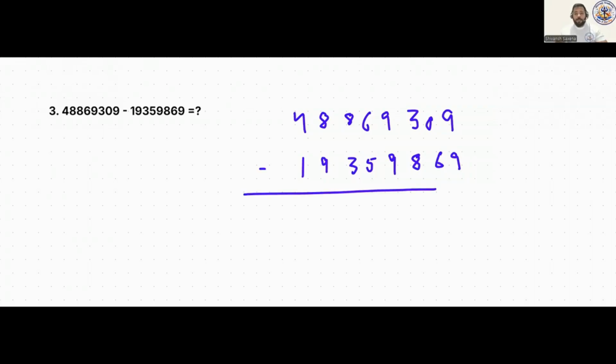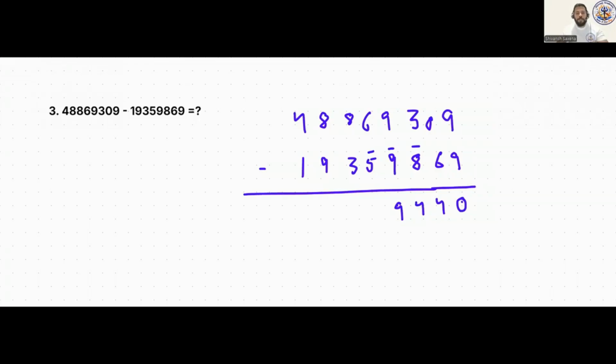Currently, starting from the rightmost side, 9 take away 9 is 0. Now, 0 is smaller than 6. So complement of 6 is 4 added with 0. Right? 4 over here, add a bar. Now, this becomes 9. Complement of 9 is 1 added with 3 makes it 4. Coming over here, again, complement of 10 is 0 added with 9 makes it 9 itself. Now, the digit in the minuend and subtrahend is the same. So 6 take away 6 makes it 0.